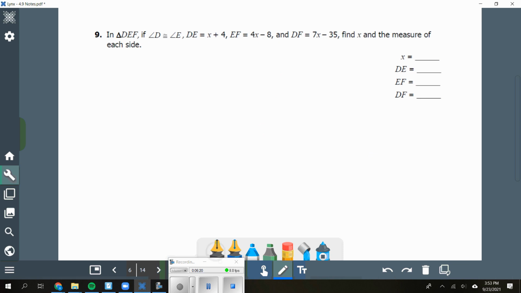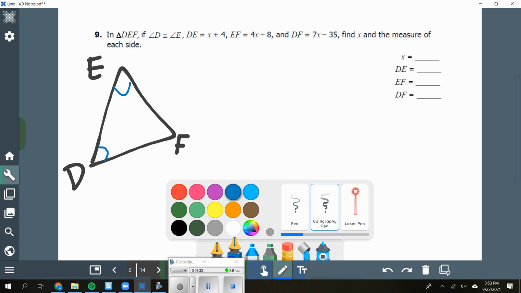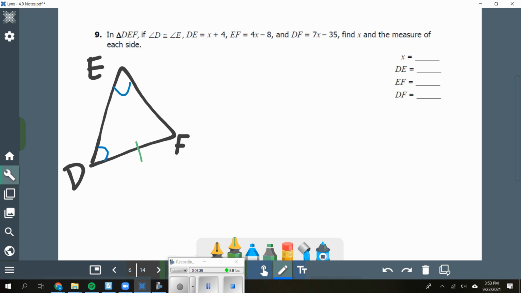Alright, again, we don't have a picture, so we need to draw one. D, E, and F. This time it tells us angle D is equal to angle E. Well, follow across from it. Across from E is DF. Across from D is EF. So again, since angle D is equal to angle E, that tells me that side DF is going to be equal to side EF. EF and DF. Make sure you're taking the right ones. Those have to be equal.